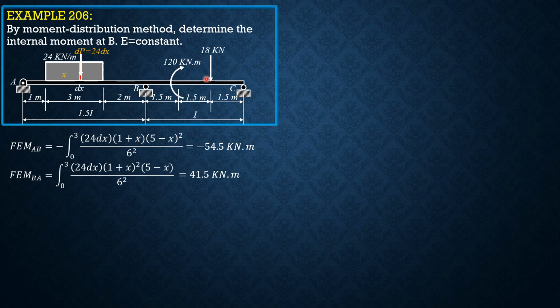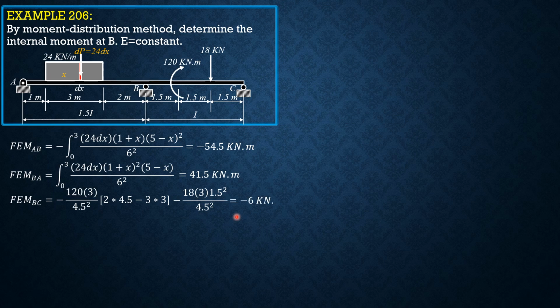Then for the 18 kilonewton load, so negative of 18 times a, which is 3, b square, which is 1.5 square, all over L square, 4.5 square. So fixed moment BC is negative 120 times 3 over 4.5 square, quantity 2 times 4.5 minus 3 times 3, but this is 0, so that's just 0. Then minus 18 times 3 times 1.5 square, all over 4.5 square.